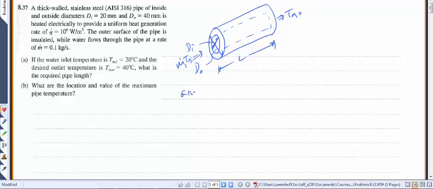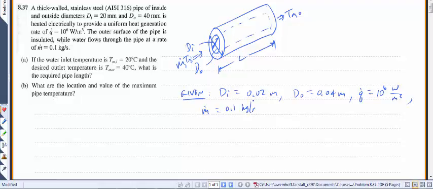Let's first look at what is given. We're given that D sub I is 0.2 meters, D sub O is 0.04 meters, q dot is 10 to the 6 watts per cubic meter, m dot is 0.1 kilograms per second, and for part A, we know that T M I is 20 degrees C, and T sub M comma O is 40 degrees C. So we're trying to find then the required pipe length.